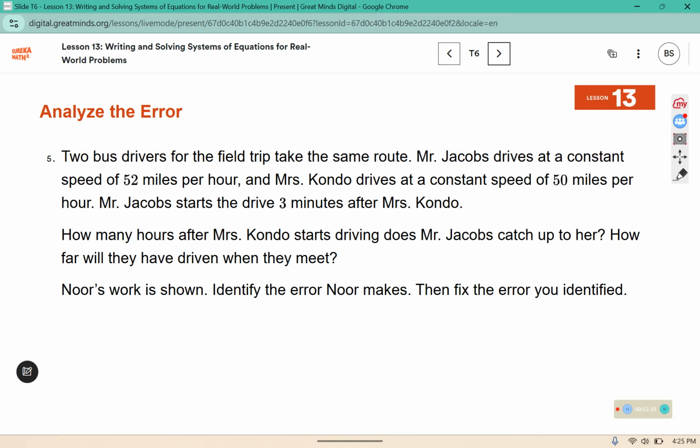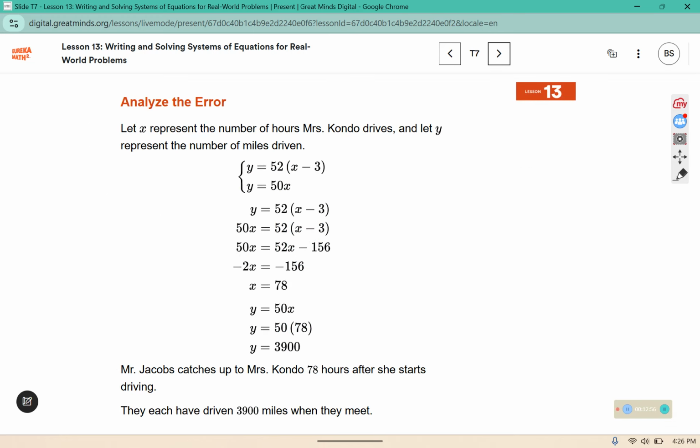So it says, let X represent the number of hours Mrs. Kondo drives, and Y represent the number of miles driven. We have these two equations. Y equals 52 times X minus 3 would represent the time. Y equals 50X, that would be the speed and the time in hours. However, if you notice, it says he gets a 3-minute difference between Mr. Jacobs and Mrs. Kondo, whereas our time is per hour and our X value is represented in hours.